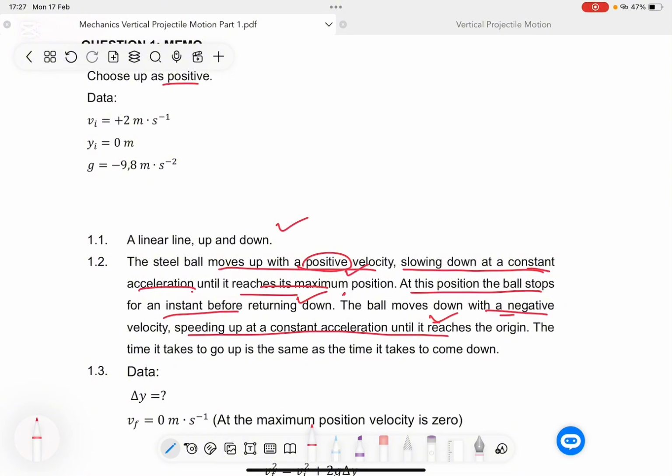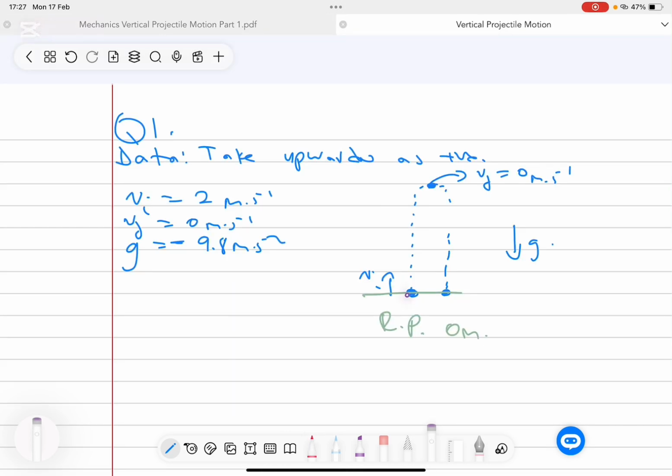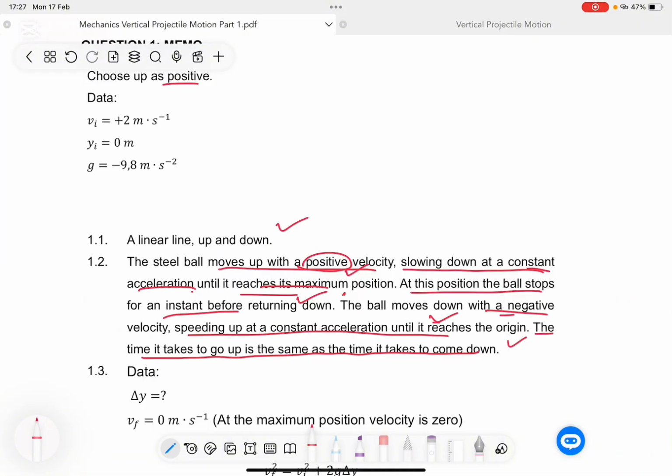And the last mark would come from the fact that you'll say there's time symmetry here. The time that it takes to go up is the same as the time that it takes to go down. You know, the time to get here is the same as the time to move from there and get there. That is 4 marks. Basically, this is a summary of what happens in vertical projectile motion.